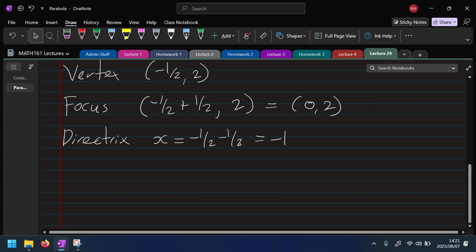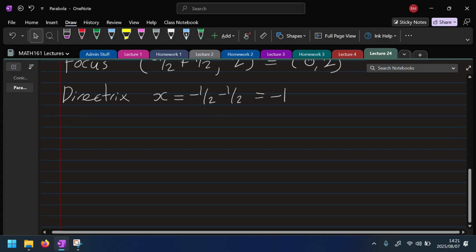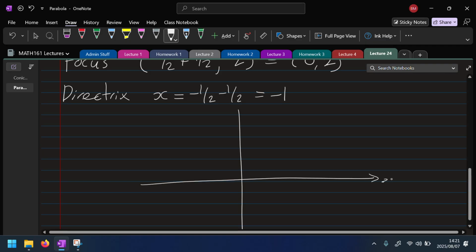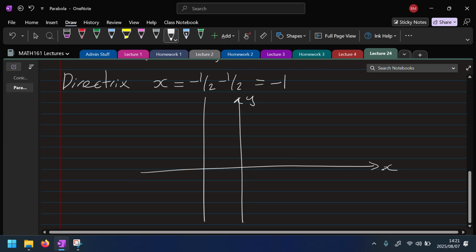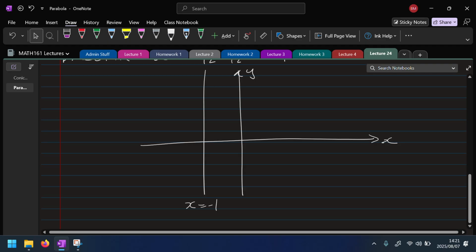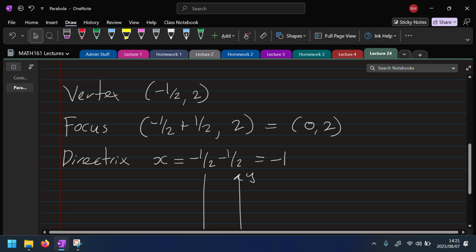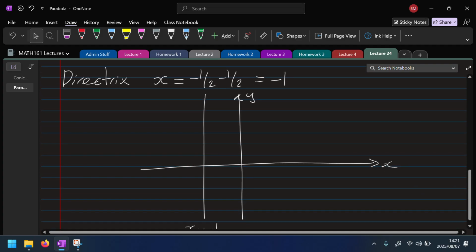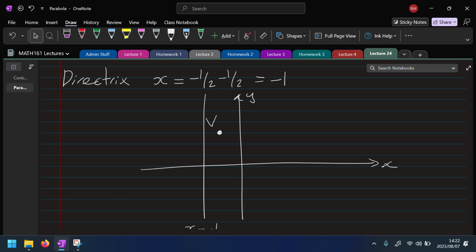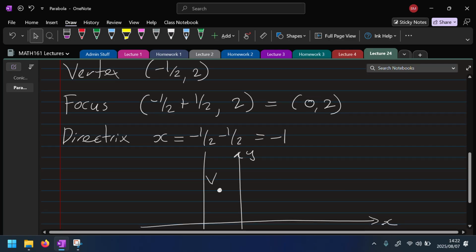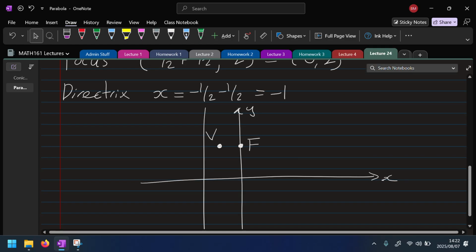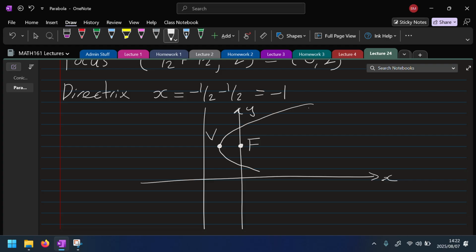Okay, so with this stuff here, we can then sketch. So let's set up our axes. The directrix is at minus 1, so let's put that in. What about the vertex? That was minus a half, 2. So that's in between those two lines, up a bit. So that's the vertex V. And then the focus, that was at 0, 2, so that's going to be over here. And then we just draw in our parabola. So it's going to be horizontal, and it will look something like this.